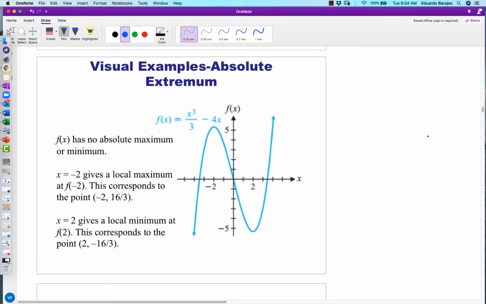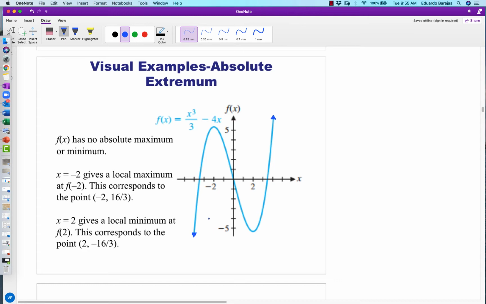Okay, some visual examples. So let's say f of x is equal to x to the power of 3 divided by 3 minus 4x. Okay, so here's our graph. Notice that this graph, maybe it's not super clear here, but these are little arrows. So this is a little arrow that goes that way, indicating that the function continues in that direction. And down here, there's a little arrow that goes this way, indicating the function goes that way. So if we're considering the entire domain of our function, then there is no absolute maximum because this will just keep going forever and ever and ever. And this keeps going down forever and ever. So there's no absolute minimum and no absolute maximum.